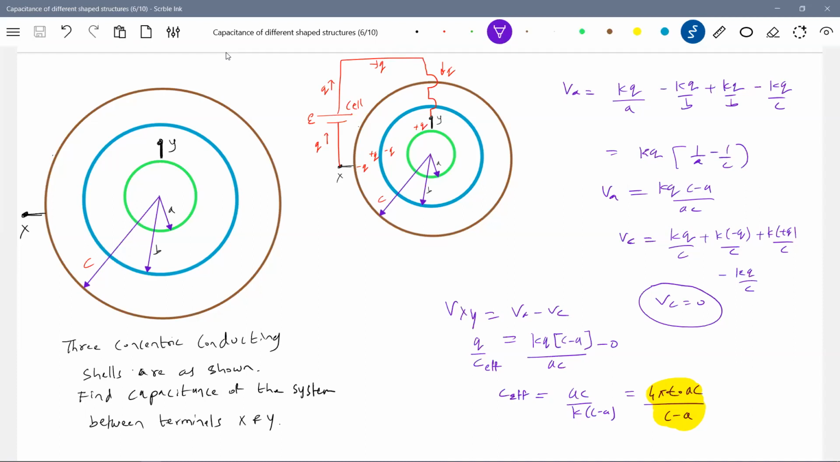Got the idea? If any shell is earthed, no need to bring any cell, directly take that methodology. Because you have that earthed shell, its potential is zero, and the potential at infinity is zero. So it will be very easy. If it is not earthed, bring a cell between the points asked. There you connect a cell, the charge of the cell should be considered, distribute the charge, calculate the potential difference across the points where the cell is connected, and you'll get the capacitance. There's one standard procedure available to deal with spherical capacitors. That's what the best books have advised.